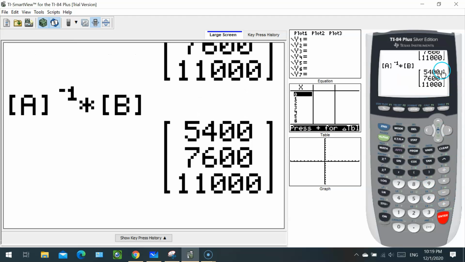Hit the enter key, and the result represents the X value as 5400, Y as 7600, and Z as 11,000. So use the calculator to solve application questions with a 3 by 3 or 2 by 2 system of linear equations, since you already understand the concept of the inverse of the matrix. It's a good tool, a good resource you can use for solving the question.